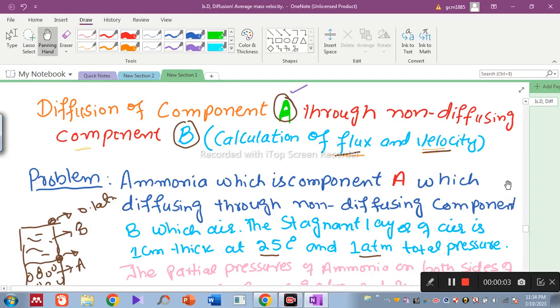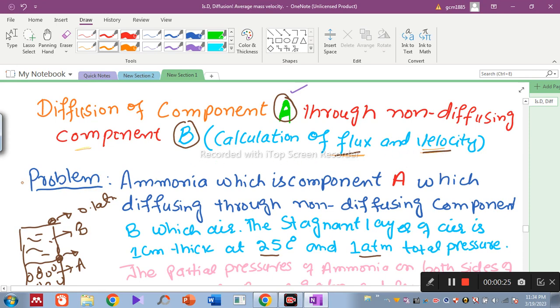Hello everyone. In this lecture we will discuss the diffusion of component A through non-diffusing component B with the help of an example. So in this lecture we will discuss the flux of component A, the flux of component B, the velocity of component A and the velocity of component B with the help of an example.